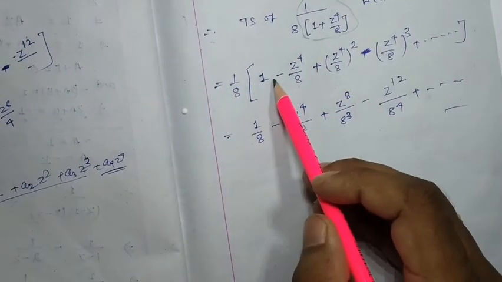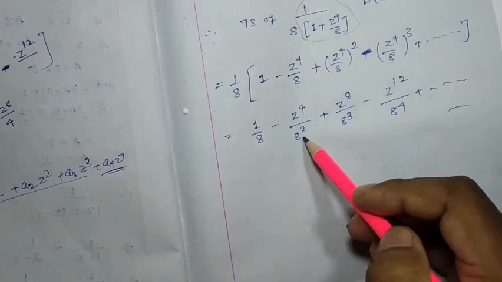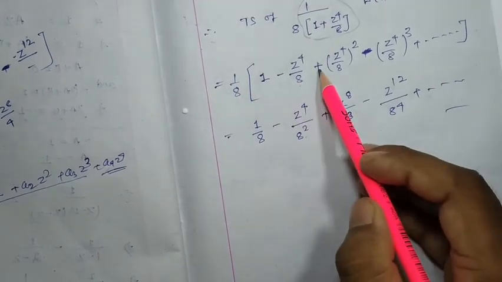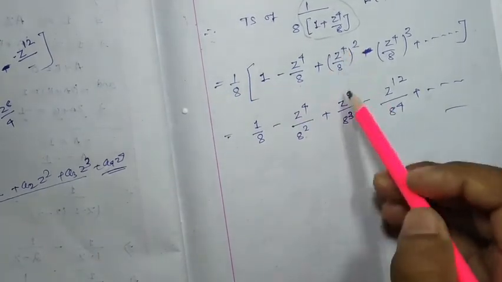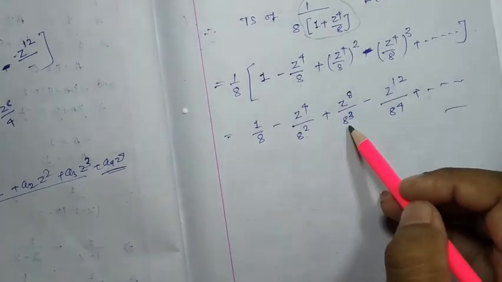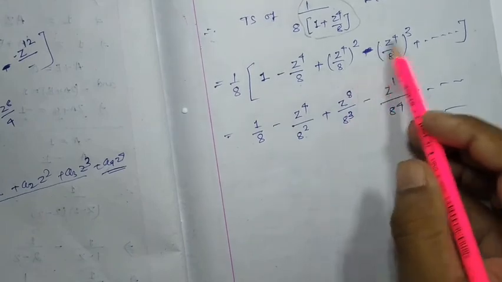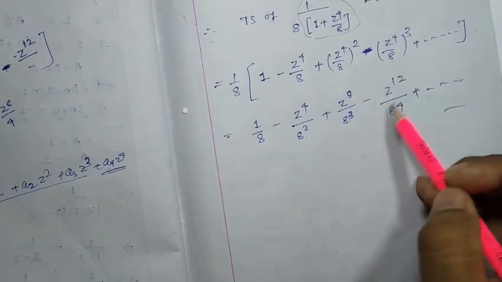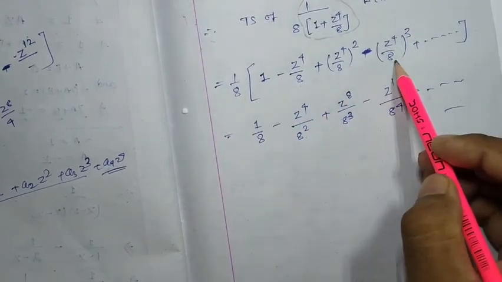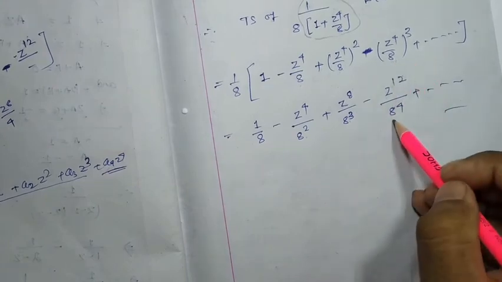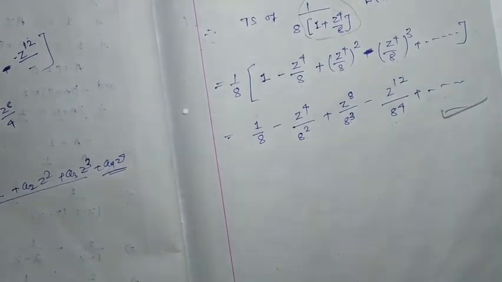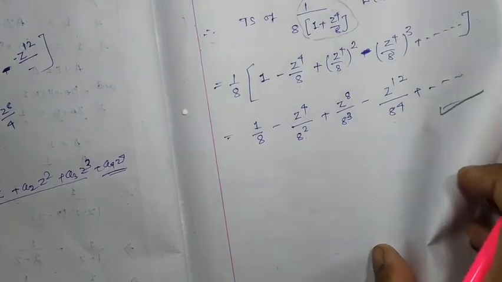1 by 8 minus z to the 4 by 8 square, 8 into 8, 8 square, plus here 2 into 4, z to the power 8 by 8 into 8 square is 8 cube, minus 4 into 3, 12, z to the power 12 by 8 into 8 to the power 3, it will be 8 to the power 4, and so on. Okay.